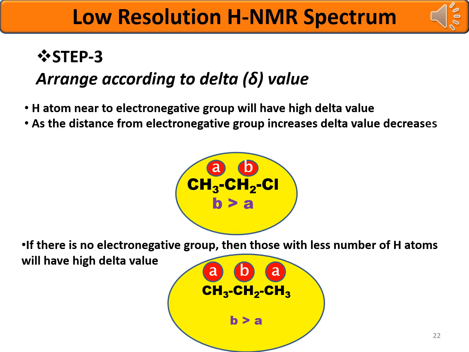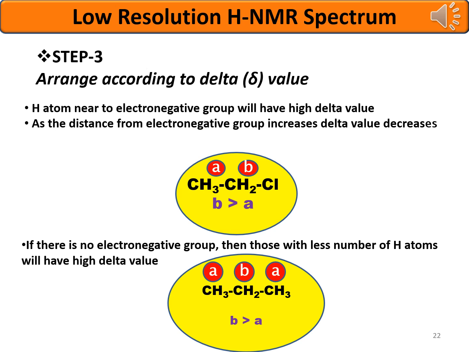Step 3 is, arrange the different types of protons according to their delta value. That is, the proton directly attached to the electronegative group will have a high delta value, and as the distance from the electronegative group increases, the delta value decreases. For example, in the compound CH3CH2Cl, here we have 2 types of protons, A and B. The B proton is directly attached to the electronegative atom chlorine. So B has a higher delta value than the A proton.